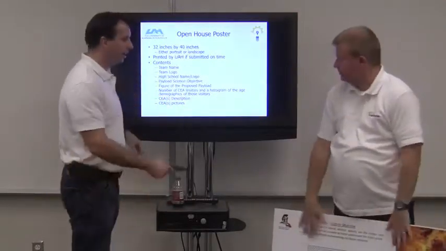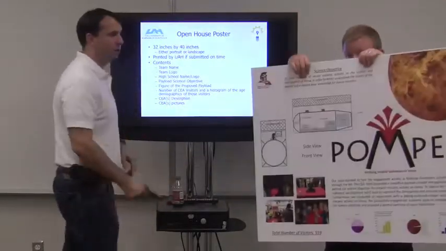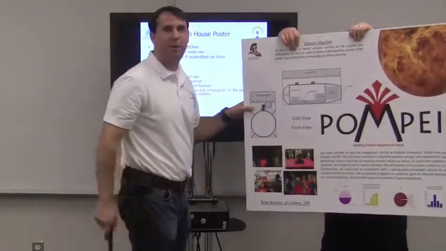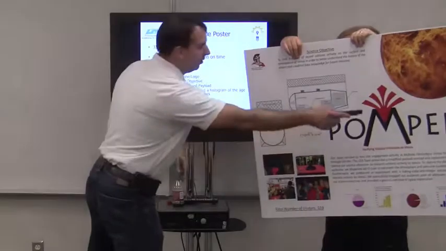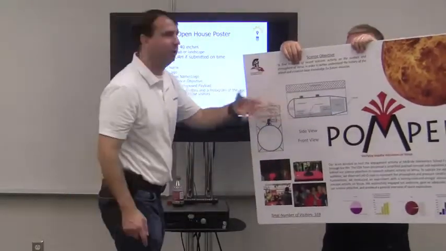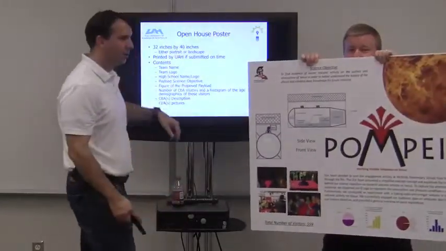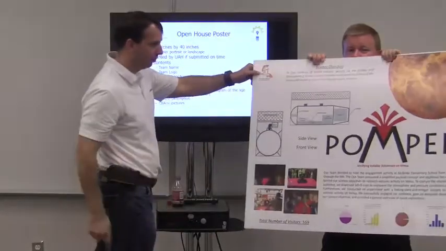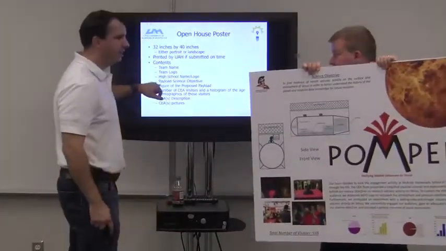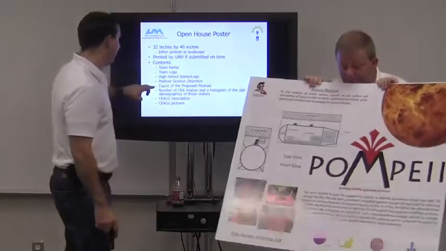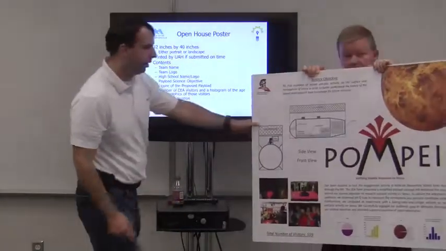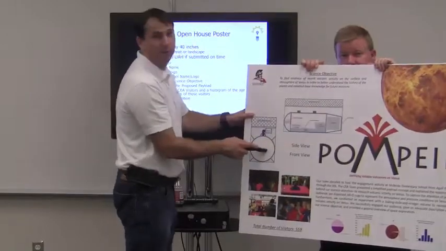And the content, we want your team name. If your team is not named Pompeii, put your team name on there. The team logo, this is their logo. We have this poster from last year. And the high school name, there's their logo, is Muscle Shoals High School. Payload science objective at the top here. Figure of the proposed payload, side view, front view. That's the proposed payload.